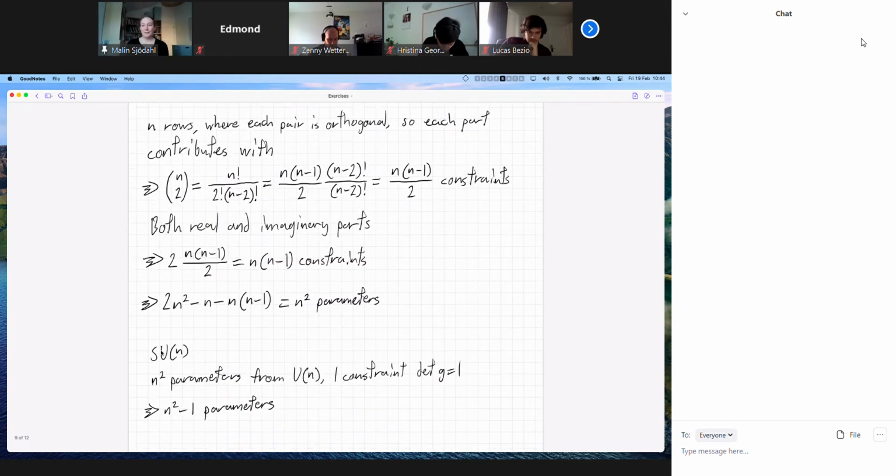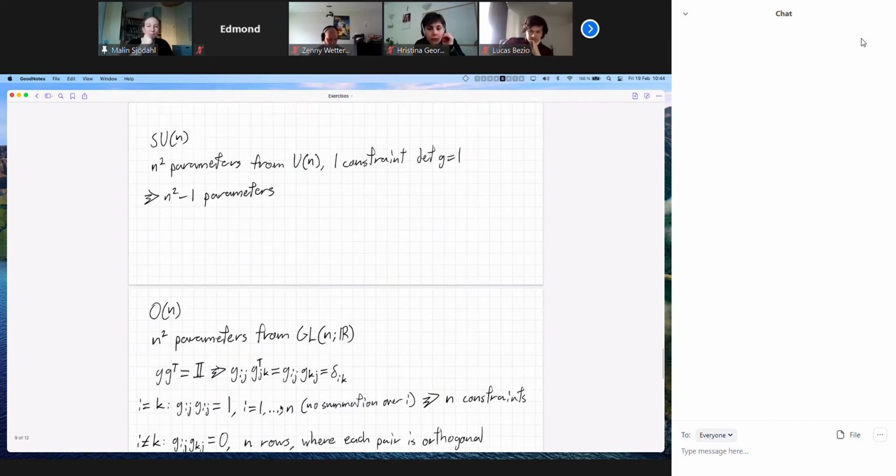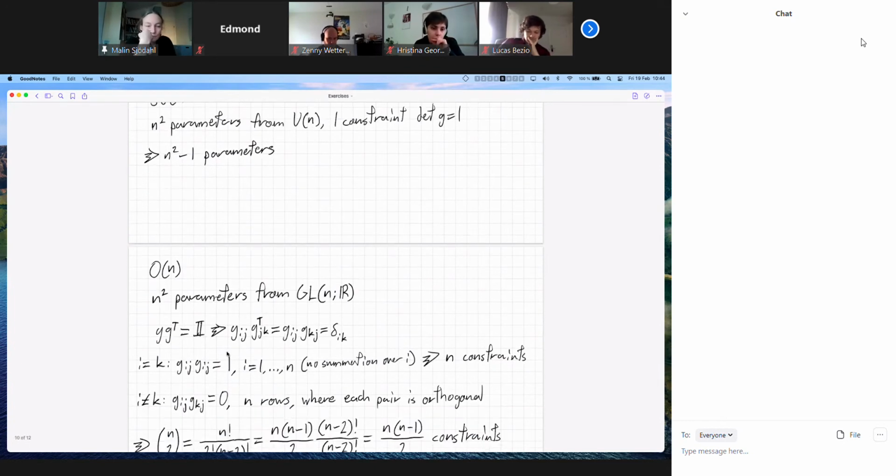And then special. For the special unitary group, in the same way as before, we only have one extra constraint on the determinant, so we get n squared minus 1 parameters. And then for the orthogonal group, we calculate the number of parameters pretty much in the same way as with the unitary group.